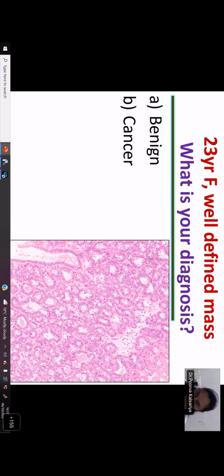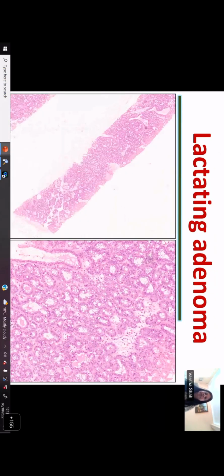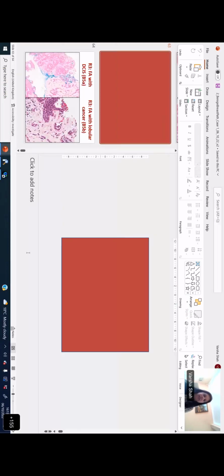The popular answer is A, benign. Yeah, that's right. It looks very cellular, but if I told you this patient was breastfeeding, you can see very vacuolated cytoplasm everywhere. So this was a benign lactating adenoma, B2, nothing more to be done. Okay, I think this is the last slide for this. So now let's move on to case 2.